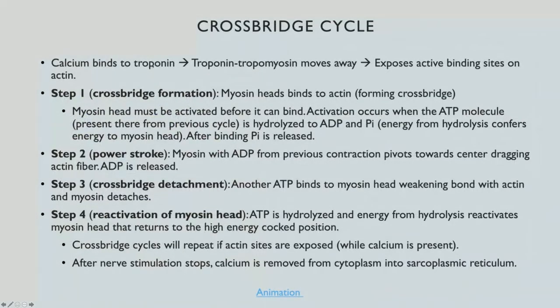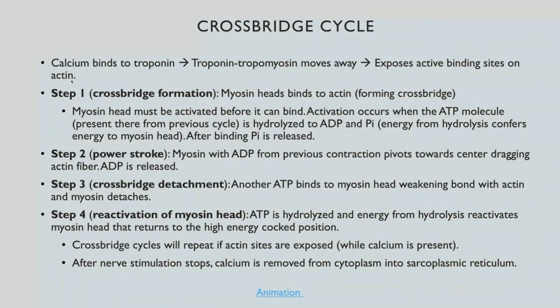So what happens? Calcium will bind to troponin. Troponin is attached to tropomyosin, forming a complex. So this complex will move away when calcium binds to it. This moving away will expose the active binding sites on actin that will be used by myosin, this myosin head, in order to produce the contraction.